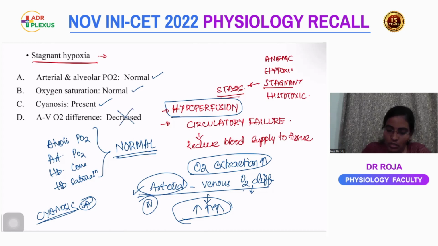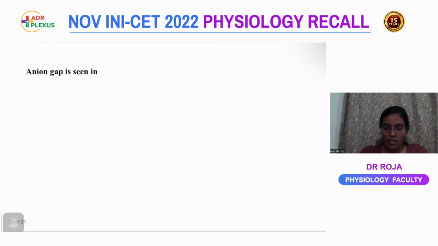So the question might ask for the false statement, or it could be the other way around also. They could have given all false statements and one true statement and asked you to choose. Okay, so this is a concept regarding stagnant hypoxia. Now, we will move on to the next question, which is regarding the anion gap. This is one important question which can be asked in multiple ways.